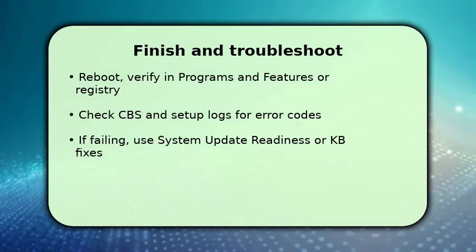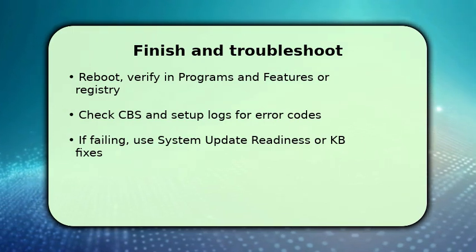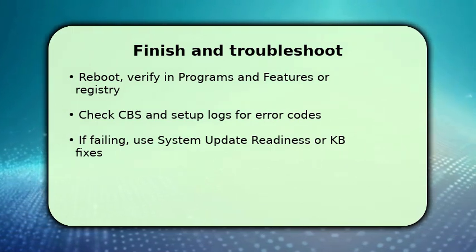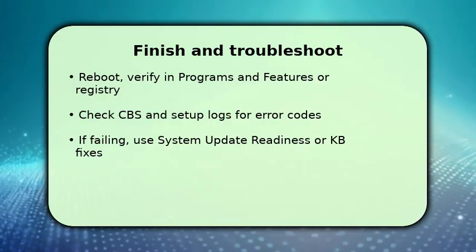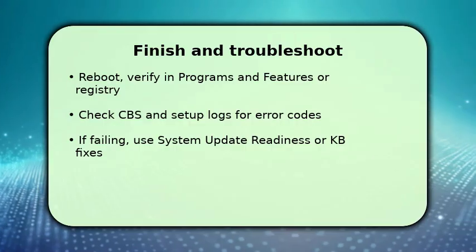If you hit persistent errors, run the System Update Readiness tool or apply the specific Windows Update KB that the log names. One key tip: match installer architecture.